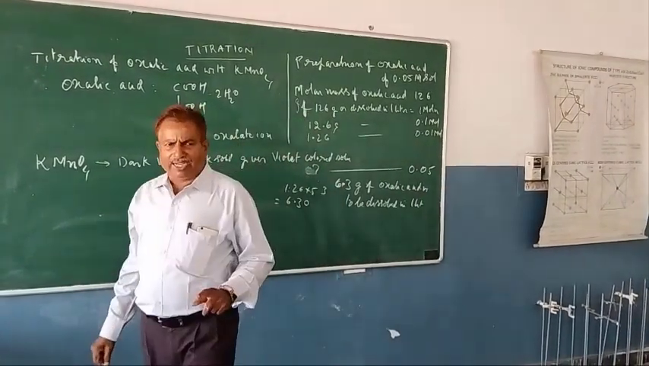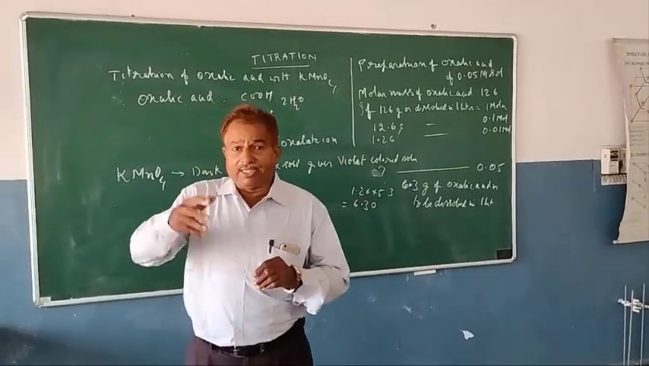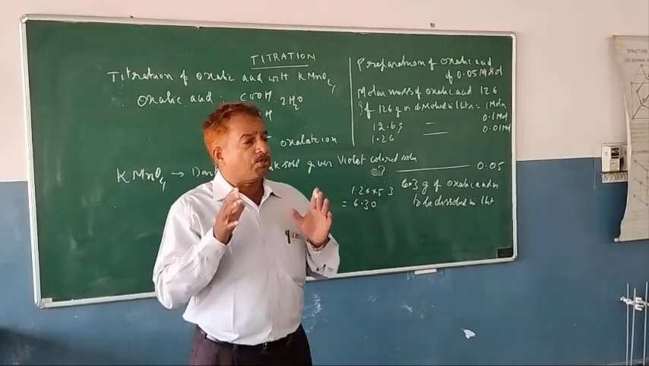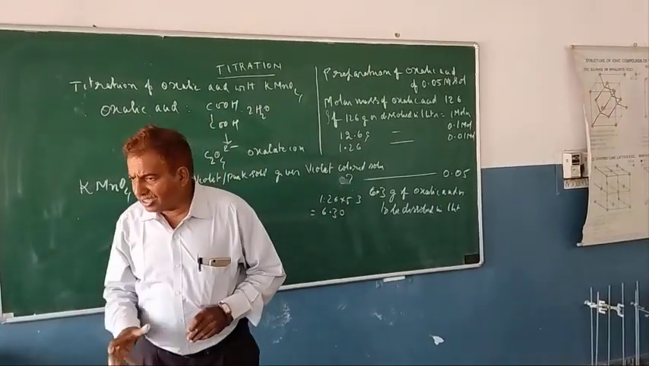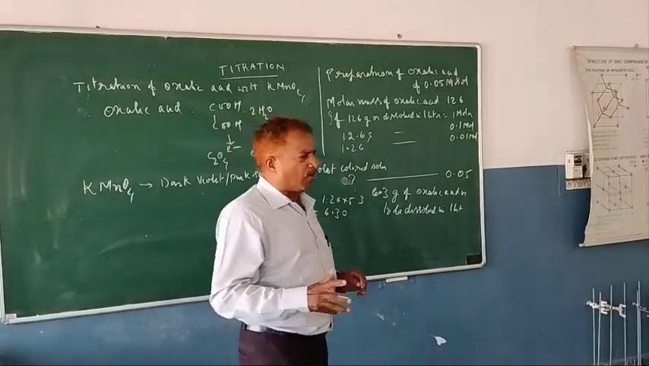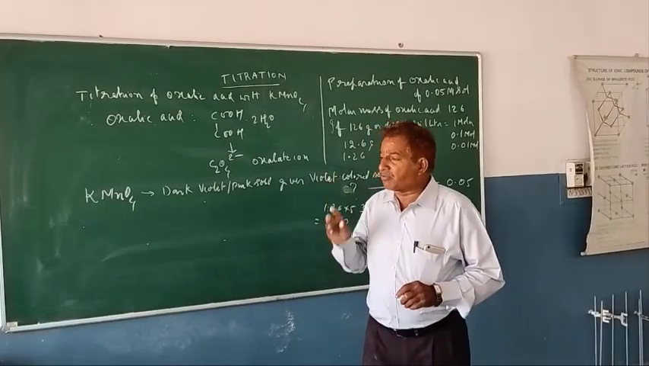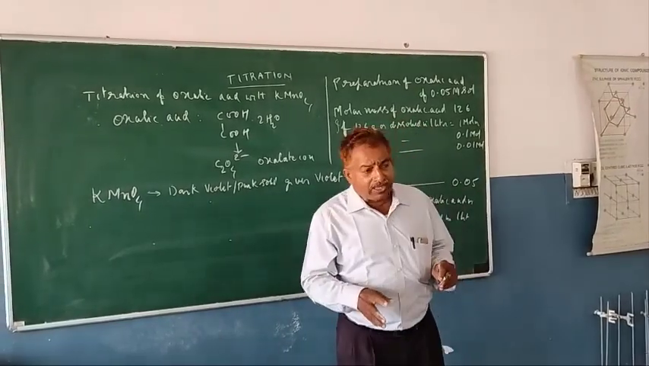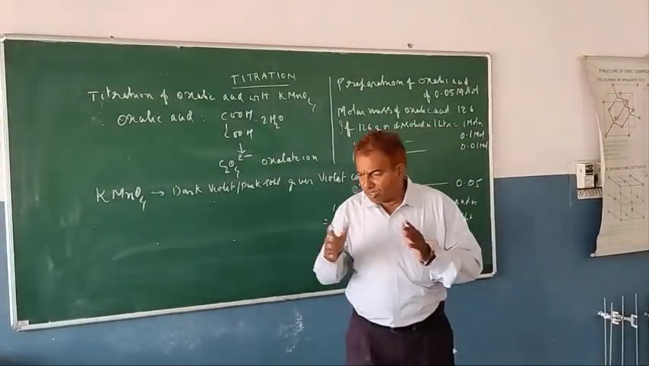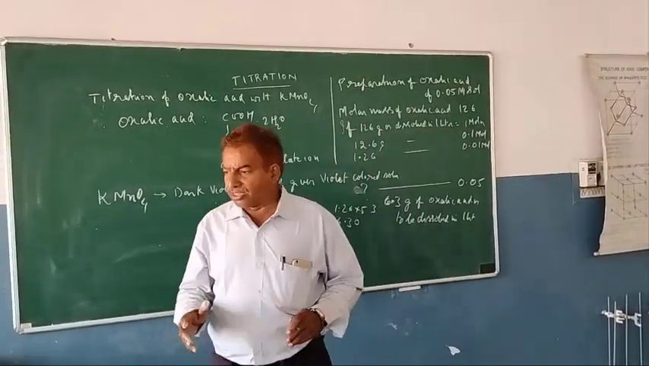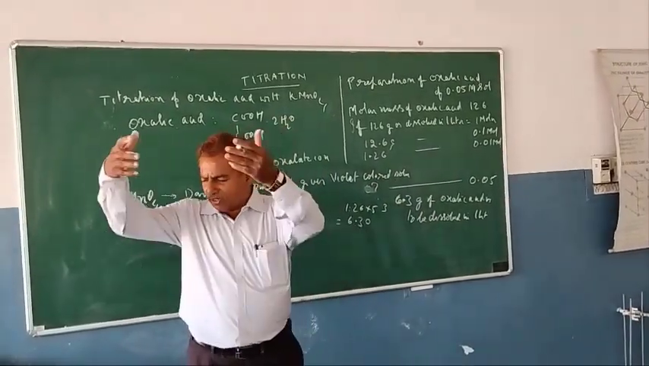Now, keep the point in mind. Your question will be asked in this manner: prepare 0.05 molar oxalic acid and, using that 0.05 molar oxalic acid, determine the strength of the given KMnO4. Strength means the amount of substance present in the given volume of the solution. So find the strength. To find the strength, you have to find the molarity. To find the molarity, we have to titrate.